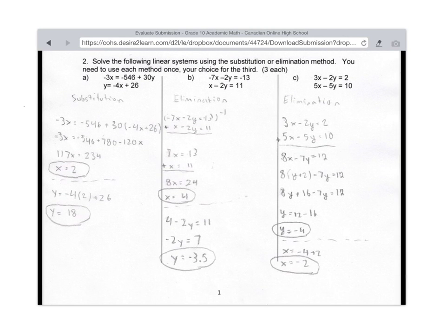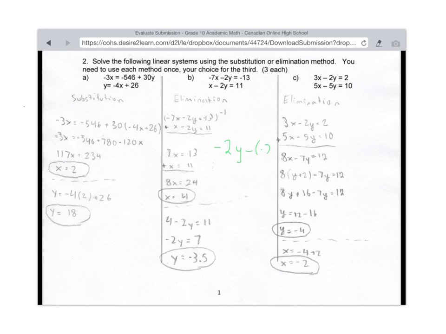Now, for question two, the first one, by substitution, you did that correctly. That's just great. So that one's perfect. The last two, you had a little bit of trouble. For part B, what you want to do there is actually subtract the two functions so that you can eliminate the 2y variable.